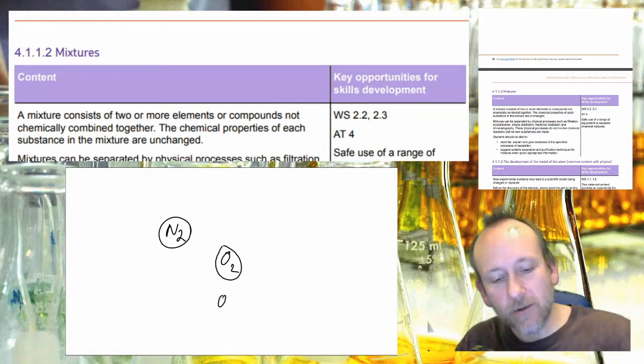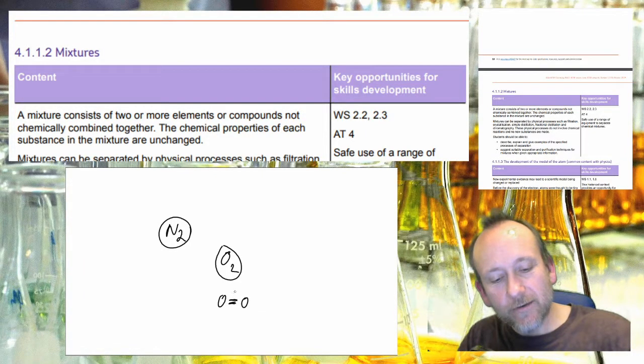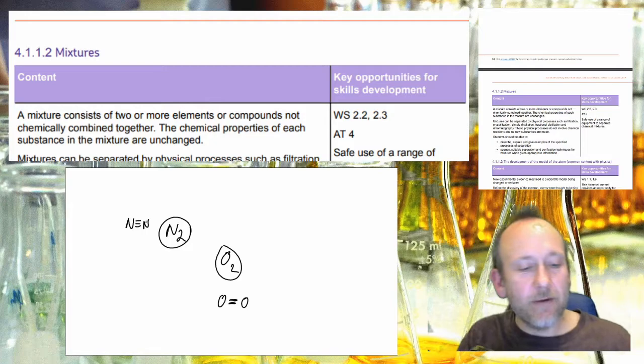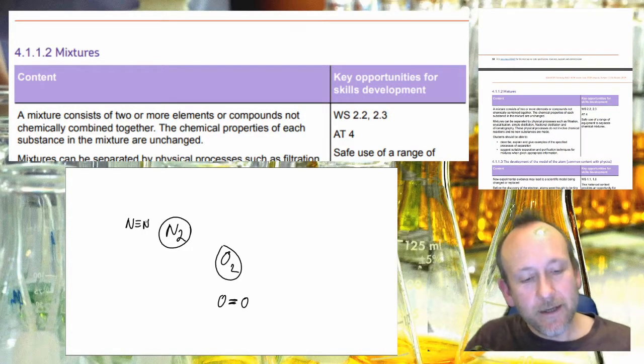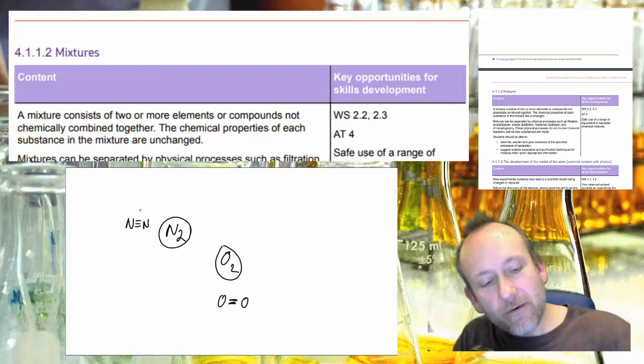Now, oxygen looks like this. Oxygen has two oxygen atoms, and these two lines in between them mean that they are chemically bonded. That is an interaction that is very, very hard to break. Nitrogen is even worse in that respect because it has three bonds. That's very unusual in nature. Most things have just one or two bonds between them. So nitrogen is very, very unreactive because you have to essentially break through all of these three bonds.